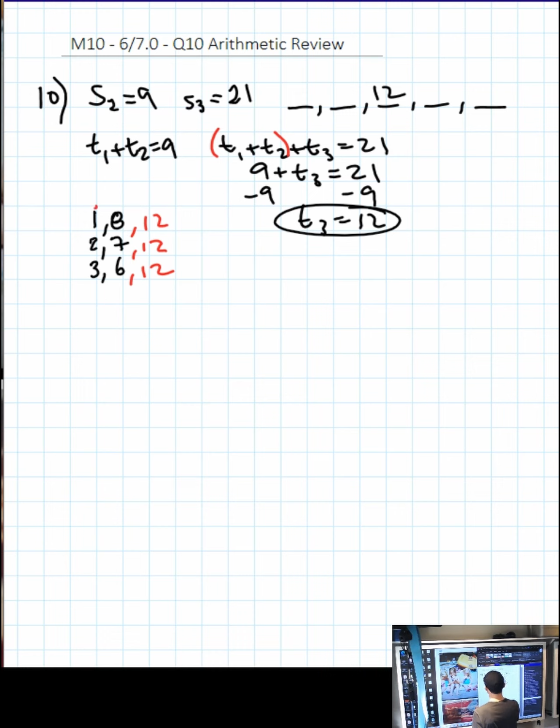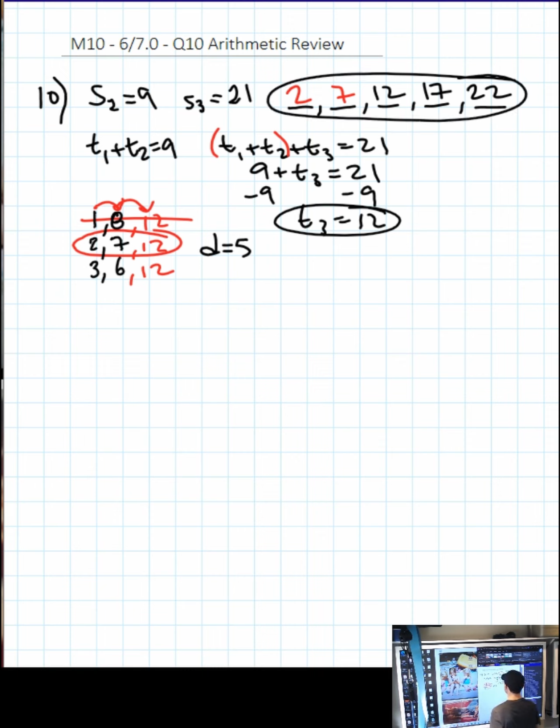Now, which one of these sequences works with 12 next? Well, 1 plus 7 is 8 plus 7 is 15. No. 2 plus 5 plus 5 is 12, therefore we know we're good there. And we can put 2 and then 7. Then we know that D is equal to 7 minus 2 or 12 minus 7, both are 5. We can just go up by 5 each time. 2, 7, 12, 17, 22.